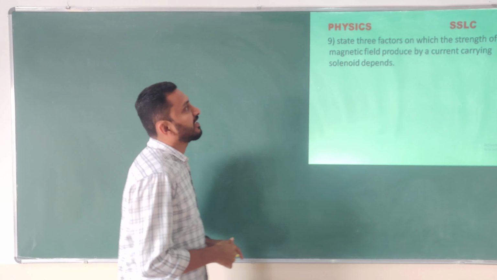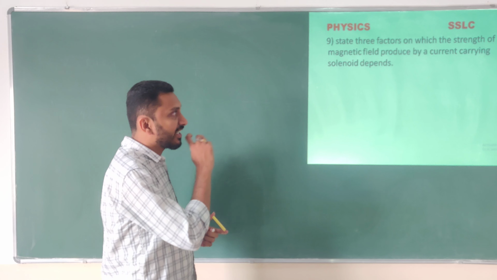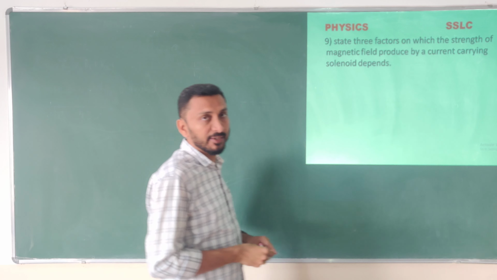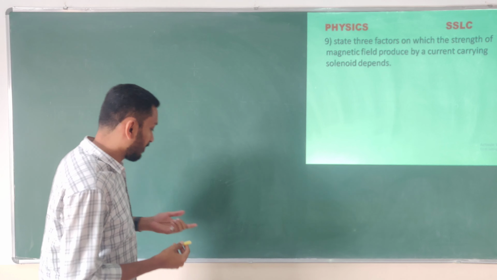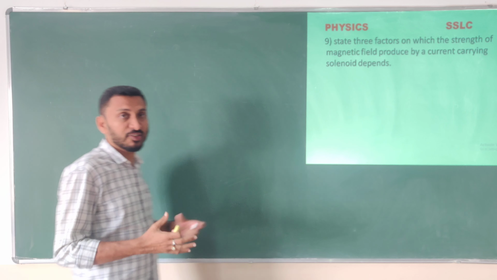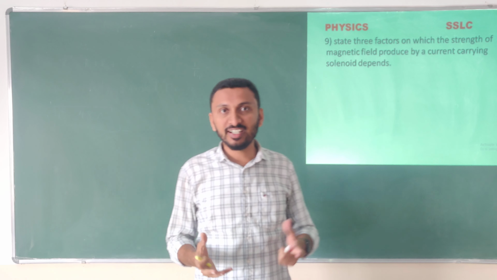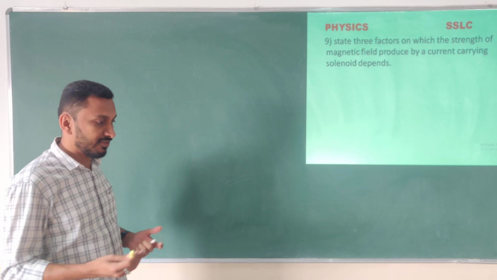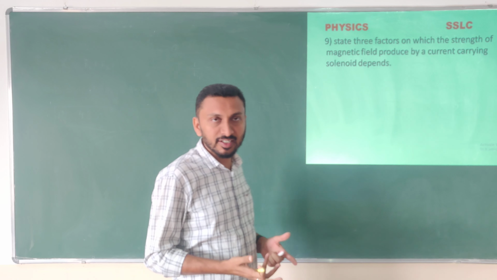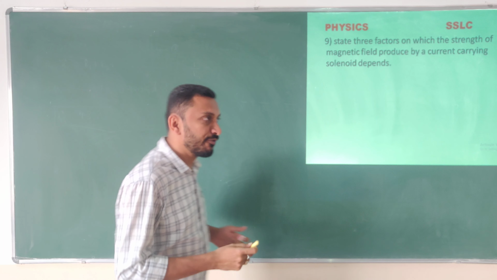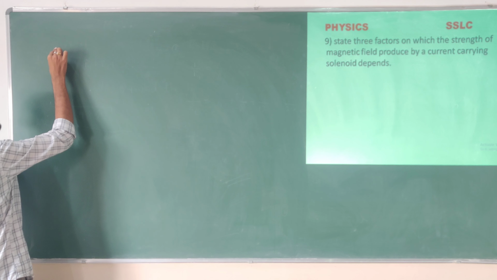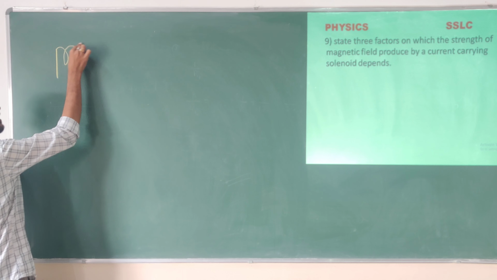State three factors on which the strength of magnetic field produced by a current carrying solenoid depends. First of all, what do you mean by solenoid? A solenoid is a circular coil having a large number of turns of insulated conducting wire, something like this. Now you can call this a solenoid.